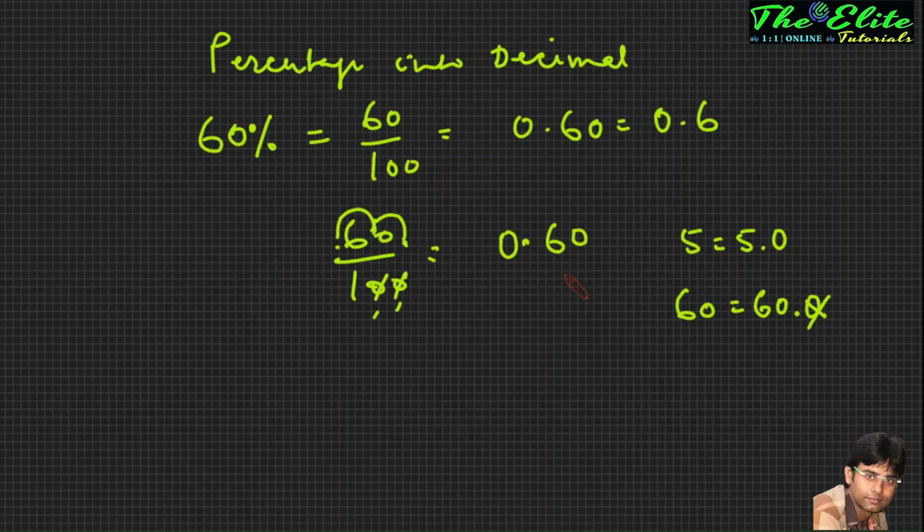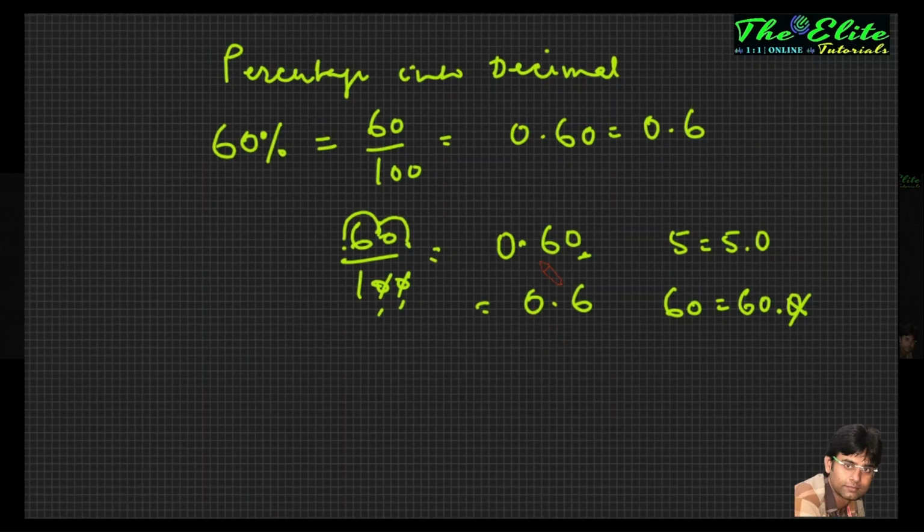Okay, so 0.60, and we also know that any 0 at the end of the decimal, after the significant digits 1 to 9, is useless. Okay, so we can also rewrite this like 0.6. That is how I did. Okay, let's see in the next.